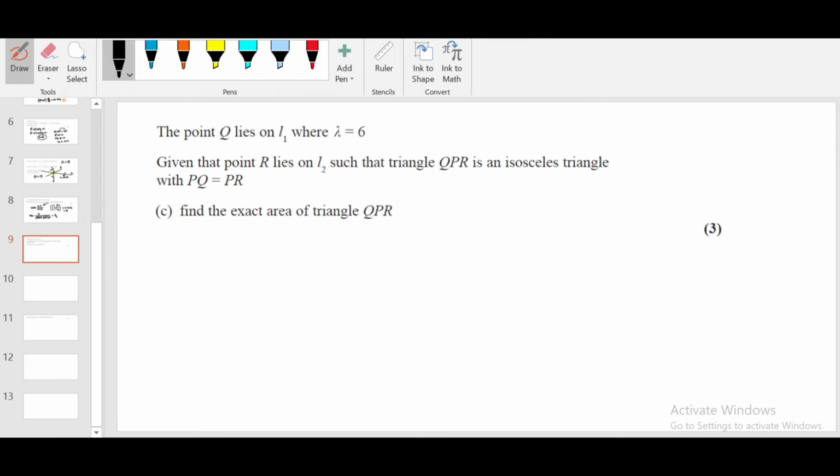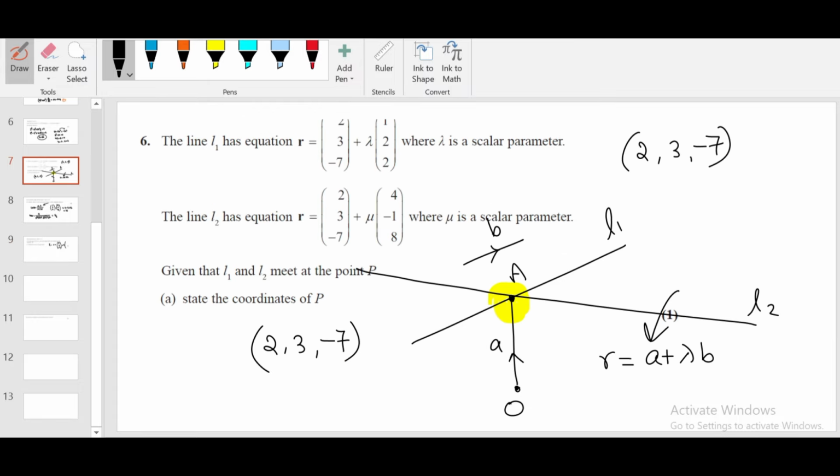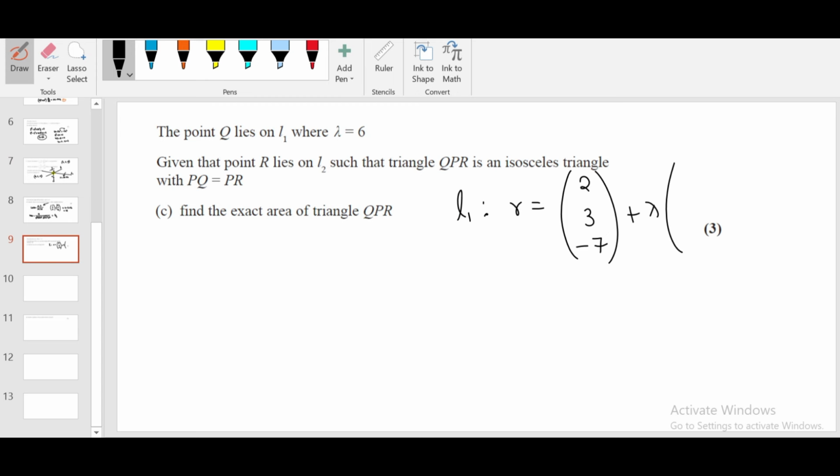Part C. In part C it says, given that Q lies on L1, okay, we know the equation of L1, r is equal to (2, 3, minus 7) plus lambda times (1, 2, 2).